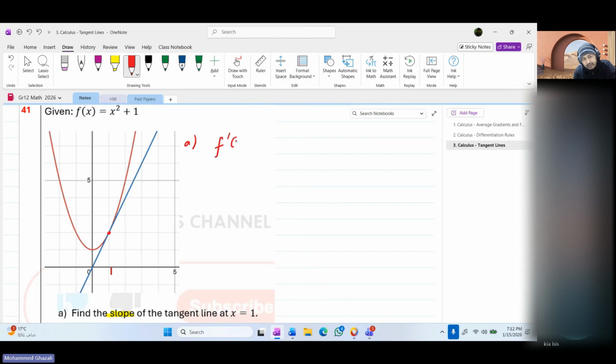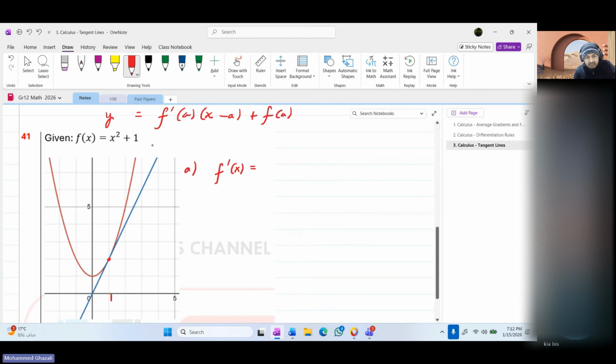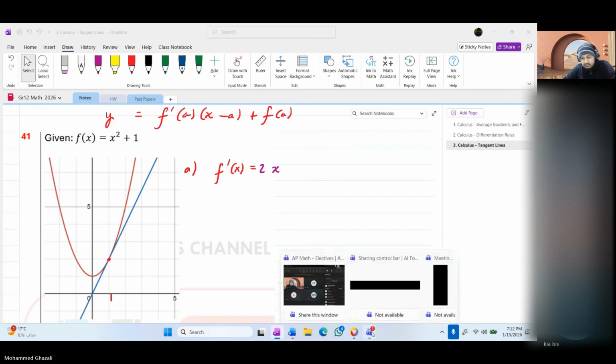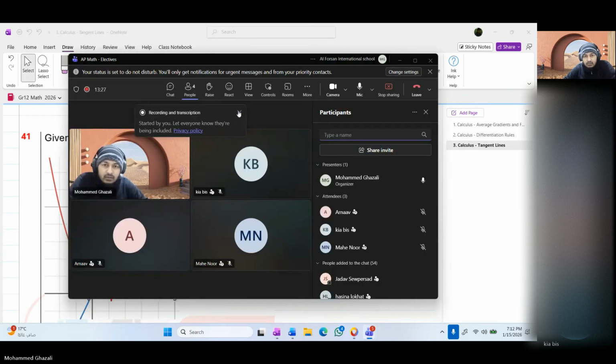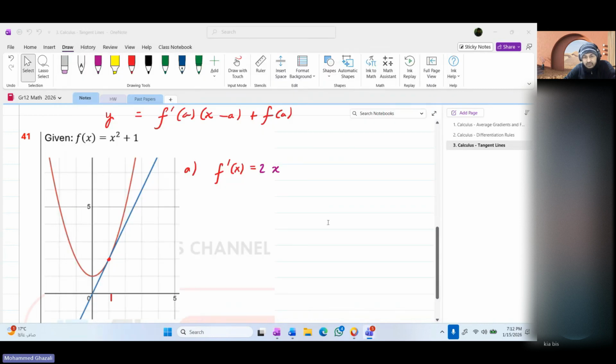So first we're going to find f prime x. f prime x is equal to, find the derivative of this. Yes, Arnav, what's the derivative of this function here? What's the derivative of x squared plus 1? Differentiate this. Take the power, multiply by the constant, take away 1 from the power. So 2 times 1 is 2, x. And the derivative of 1 is 0, okay? So that's what we are doing now, 2x.